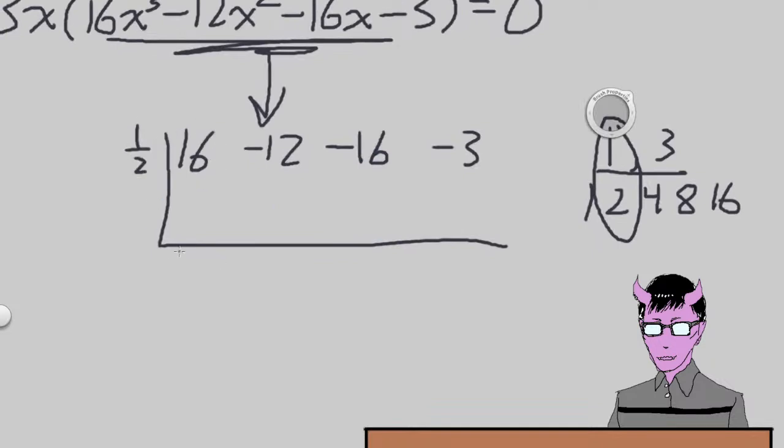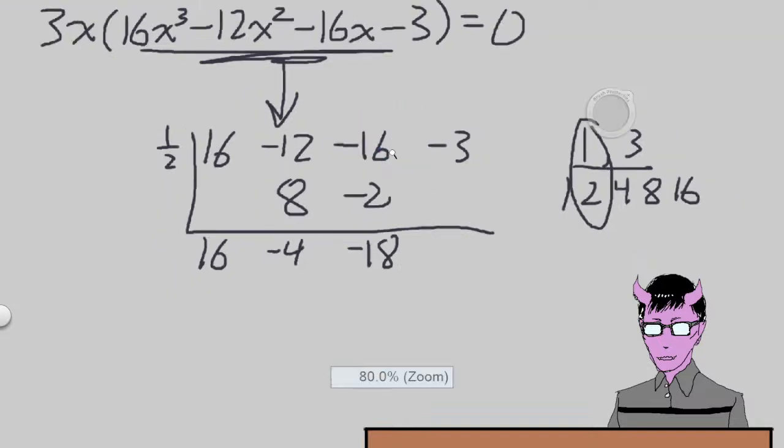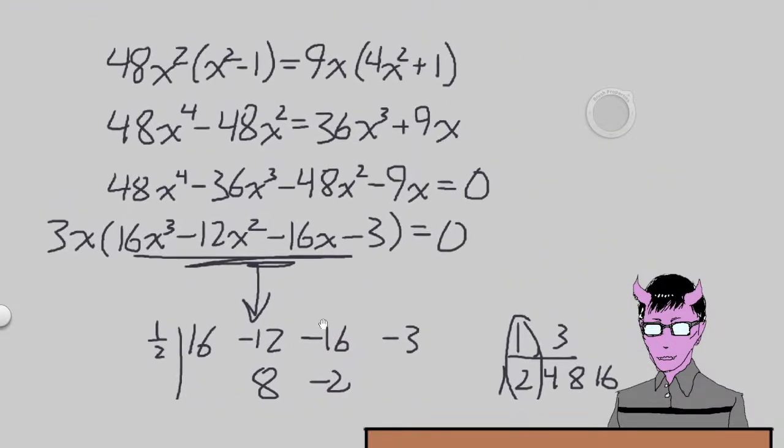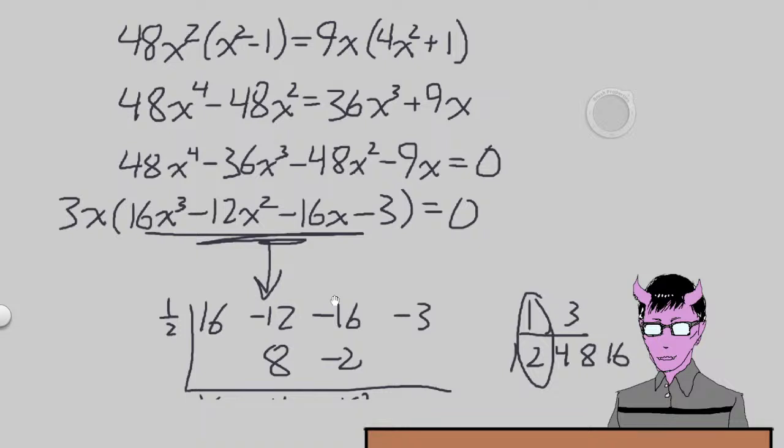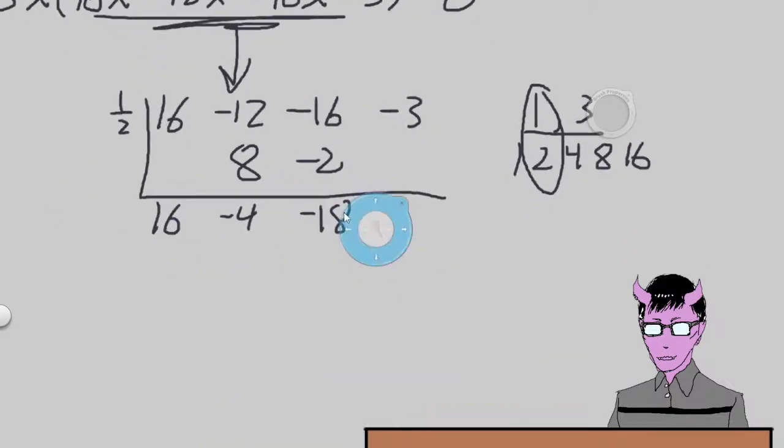So 1/2 times this one, drop the 16. Half of that is 8. Summing is negative 4. Half of that is negative 2. Summing is negative 18. Huh. Did I botch the sign somewhere? Let me double check. No, signs are correct. Okay, so it's just a very unfortunate situation. So this is negative 9.